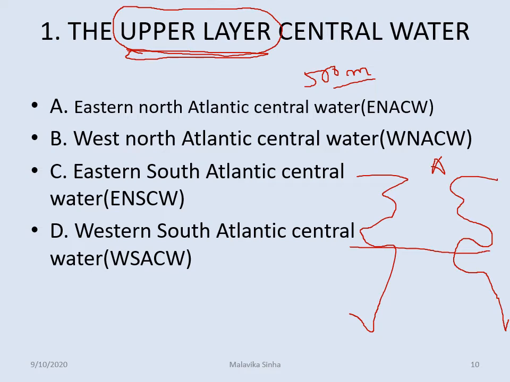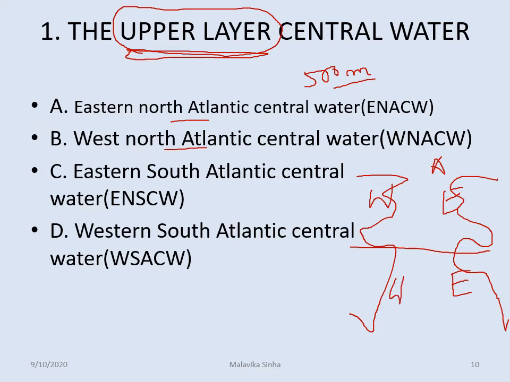Suppose this is the equator. This is the North Atlantic central water. So the North Atlantic is segmented into two parts. This is the Eastern North Atlantic central water mass. This is the Western North Atlantic central water mass. Next, this is the southern part of the Atlantic, the South Atlantic central water masses. This is the Eastern South Atlantic central water mass. This is the Western South Atlantic central water mass.